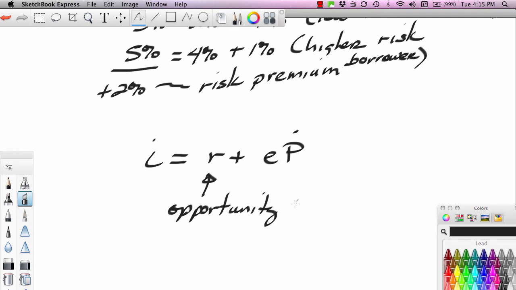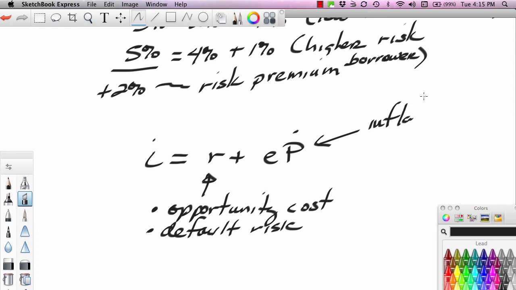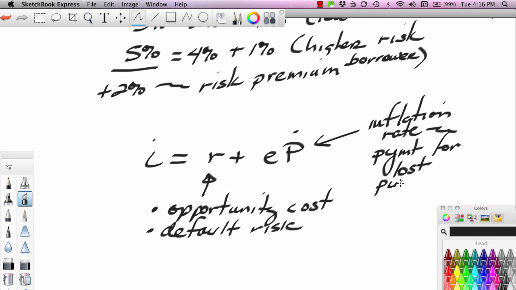The real rate of interest is a payment for the opportunity cost, giving up the right to enjoy value today. It's also a payment for risk. So we could call this default risk. And then this right here, the expected inflation rate, is the payment that's built in as the payment for inflation. So this is effectively a payment for what? For lost purchasing power. If money is going to lose value at a rate of 1% a year, I want that built into my interest rate. So inflation rate is a payment for lost purchasing power. So we can see how these three compensations are built into what we call the nominal interest rate.